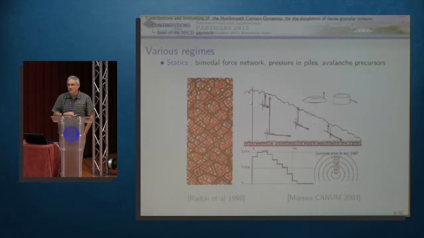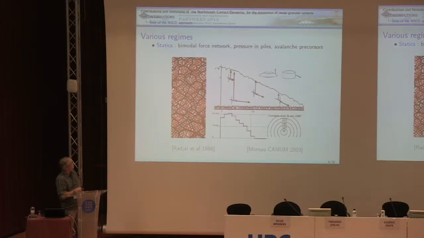The non-smooth contact dynamics is dedicated to dynamics, of course, but it is possible to use it for static situations. For example, on the left, we have a bimodal force network underlined in this picture, with in red the weak network and in black the strong network. It's a work from Rajai recently. And on the right, we have another application given by Moreau himself.